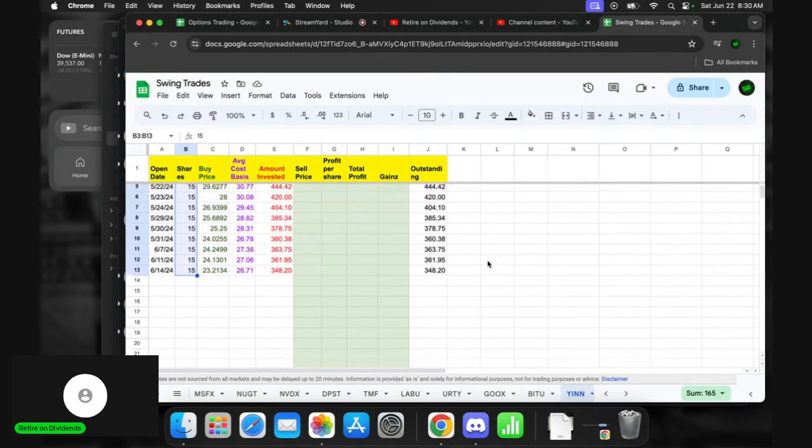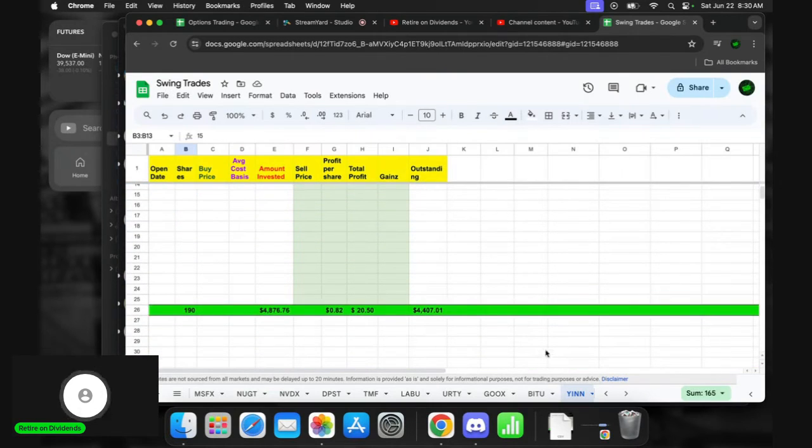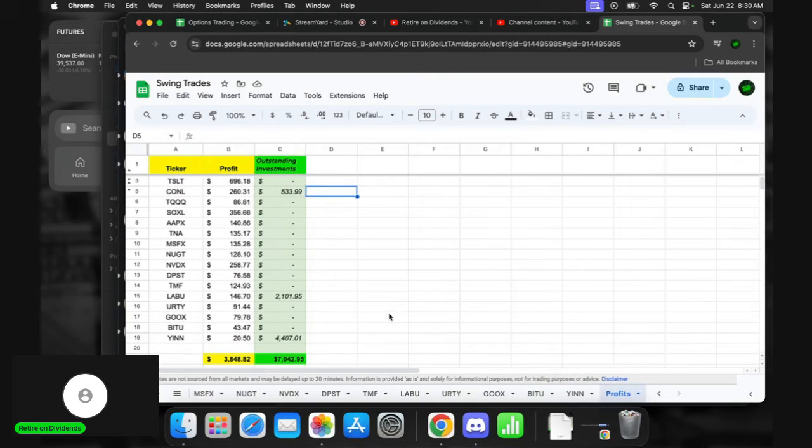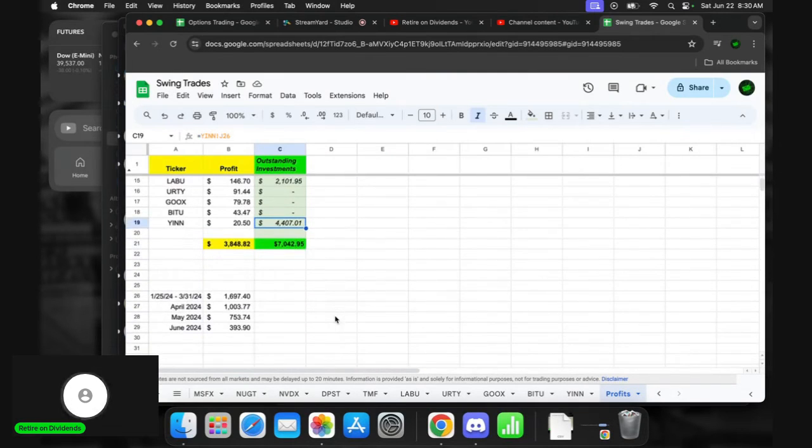So we'll see. I've got $4,400 locked up, and that's a lot of money. But right now, my pending outstanding investments are $533 in CONL, $2,100 in LABU, and $4,400 in YINN. That's $7,000 out working. Once I get 5% or more profit, I'll sell it for a gain. But right now, for the month of June, I'm only at $393, and I am well past the halfway point. So clearly, I'm not going to hit $1,000. That's okay. Maybe I'll shoot for $500. But that's the update on options trading and the update on swing trading.